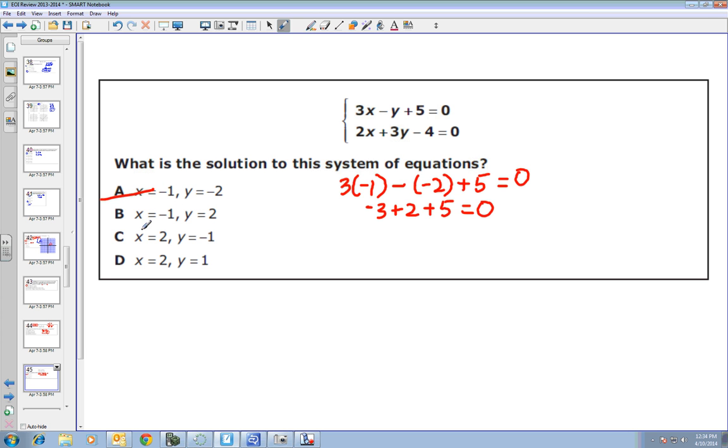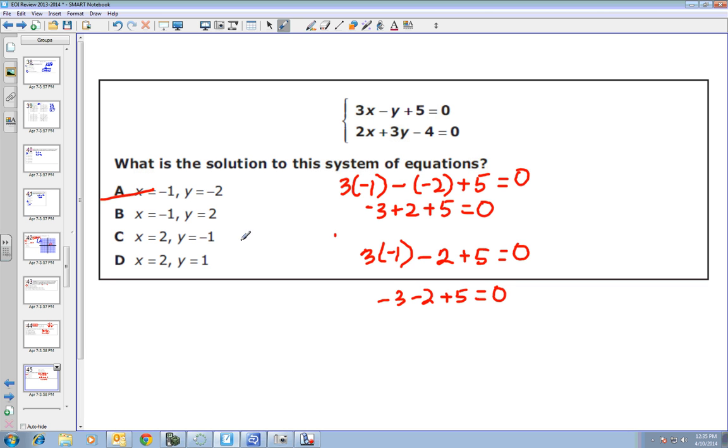So now I'm going to try B. I'm going to say 3 times negative 1 minus y, which is 2, plus 5 equals 0. So negative 3 minus 2 plus 5 equals 0. Did that one work? Yes.